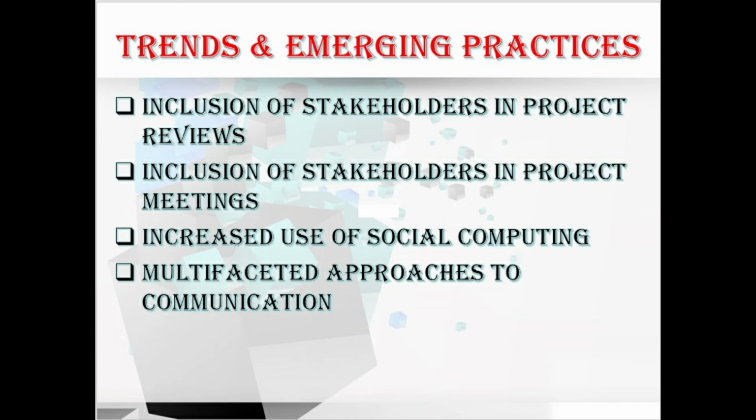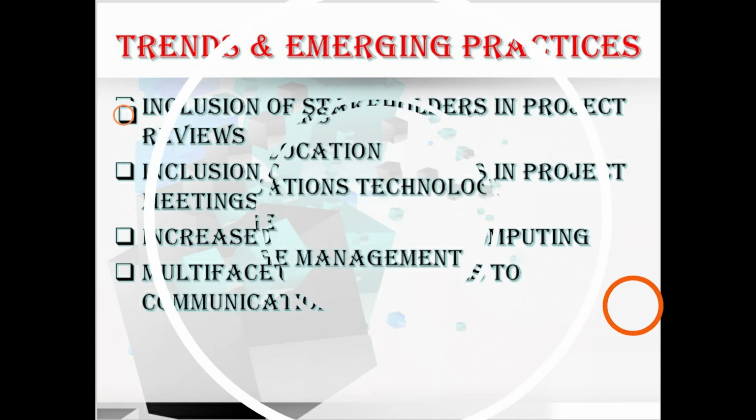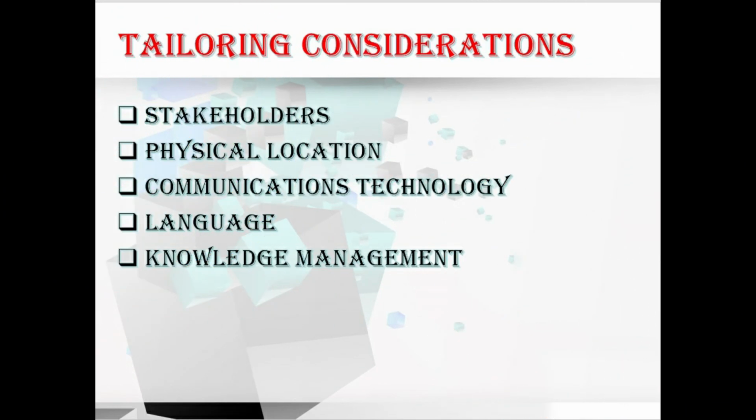Let's discuss tailoring considerations. In the tailoring considerations, we have the stakeholders, physical location, communication technology, language and knowledge management. Let's explain one by one in more detail. First with stakeholders. Here, are the stakeholders internal or external to the organization or both? We have to consider this.